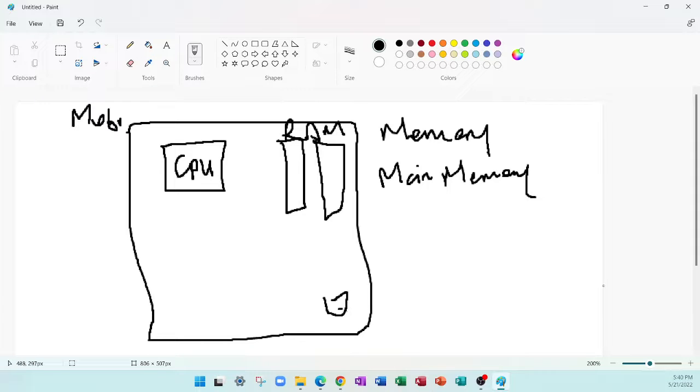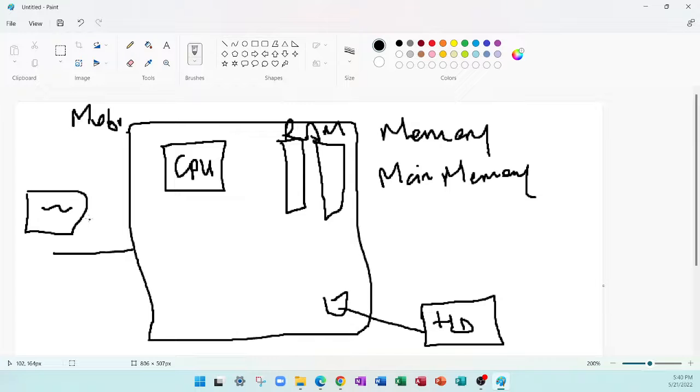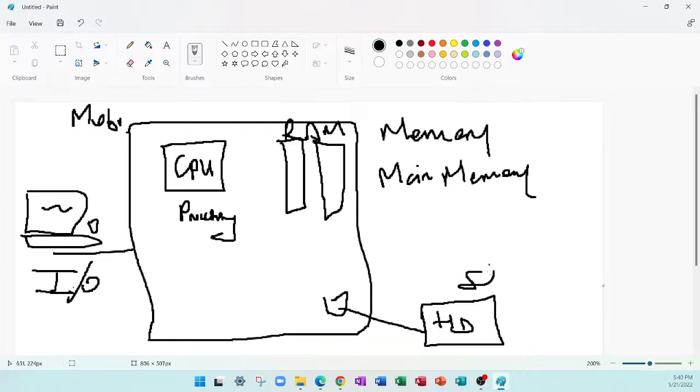And somewhere here you're gonna have connection to your hard drive, and then you can get your keyboard, your monitor, mouse connection going on here. So this is your input, output. So these are the 5 hardware components that make up any computer. So input, output, CPU, which is processing, RAM, which is your memory, and hard drive, which is your storage. These 5 components make up any computer.